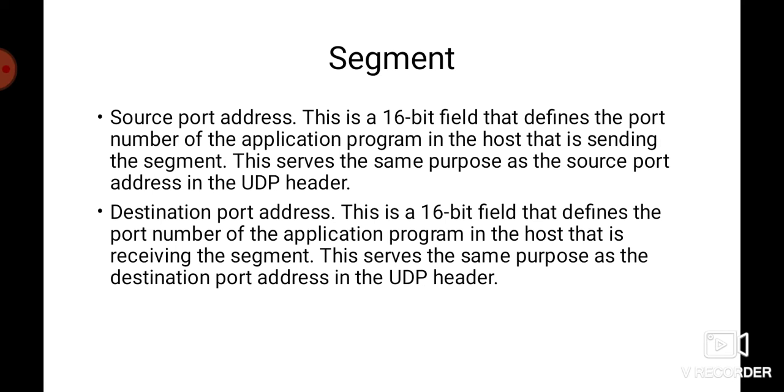Next we have the destination port address. The destination port address is a 16-bit field that defines the port number of the application program in the host that is receiving the segment. This serves the same purpose as the destination address of the UDP header.